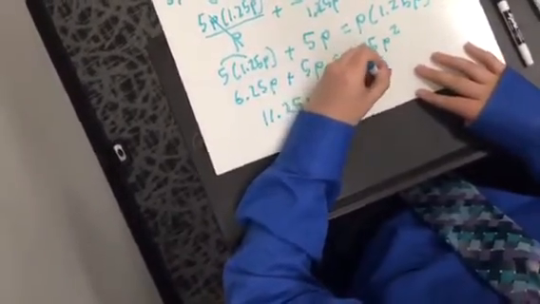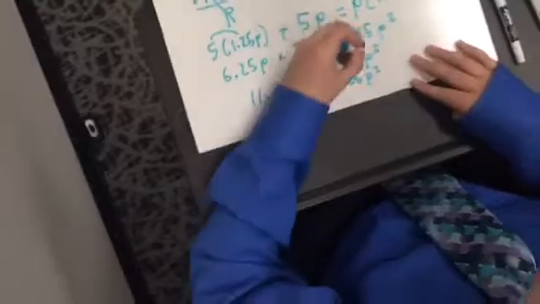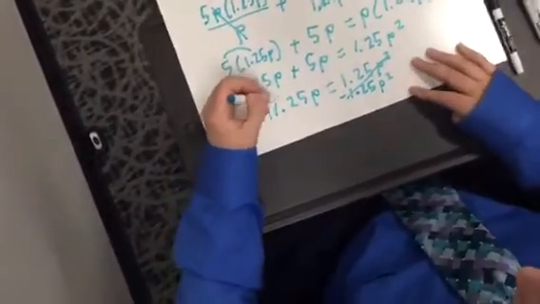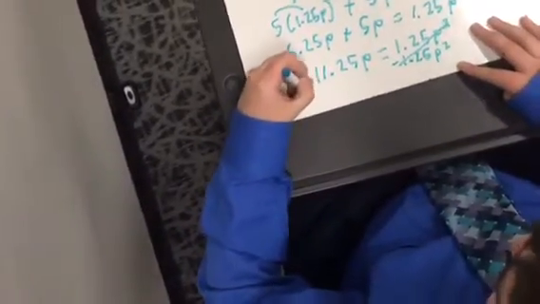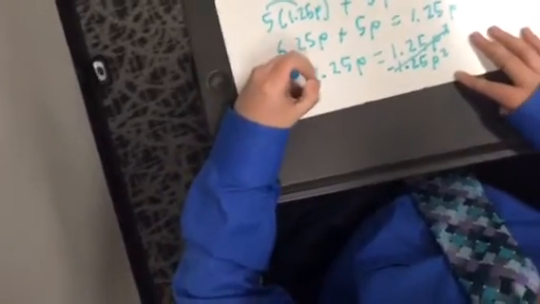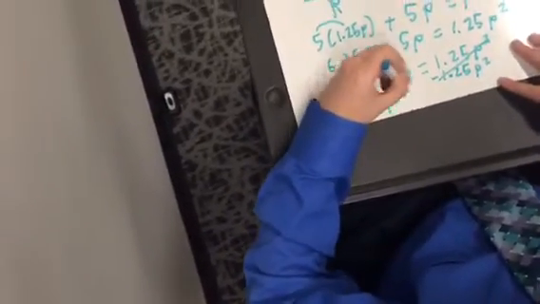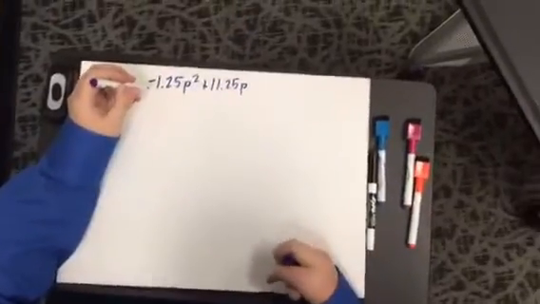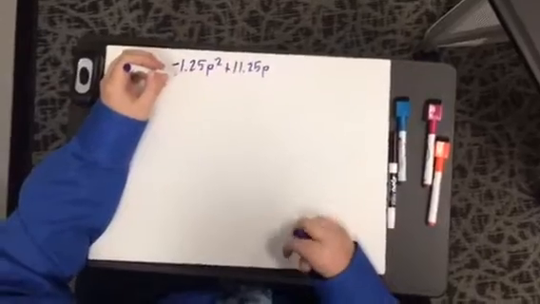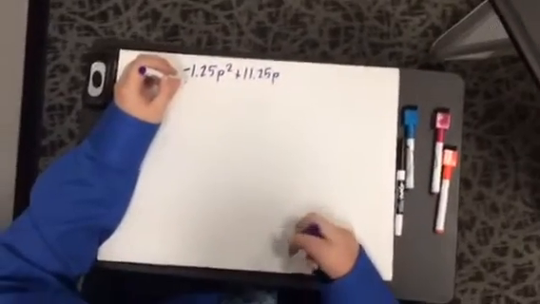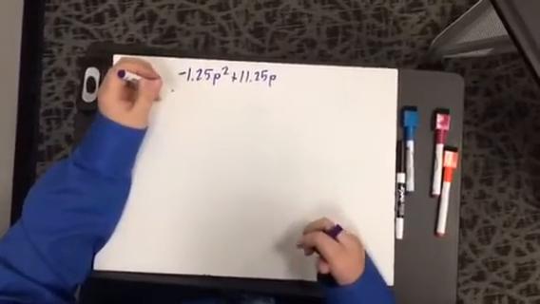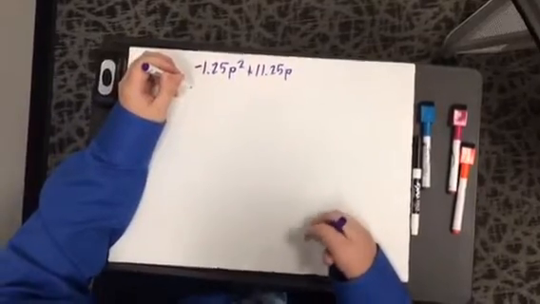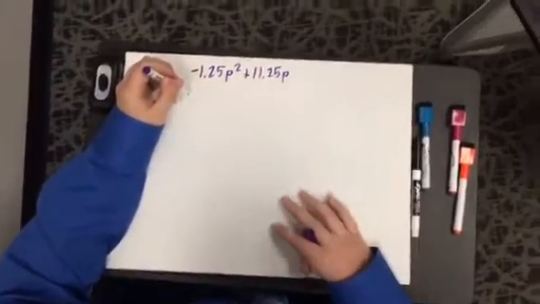Now, we can subtract the 1.25p squared so that we have all of our terms on the same side, and we're going to have a quadratic equation, so you want to get all of them set equal to 0. So that leaves us with negative 1.25p squared plus 11.25p. So now that we're left with negative 1.25p squared plus 11.25p, the easiest thing to do here is going to be to use the quadratic formula, because factoring it is just going to be a mess.